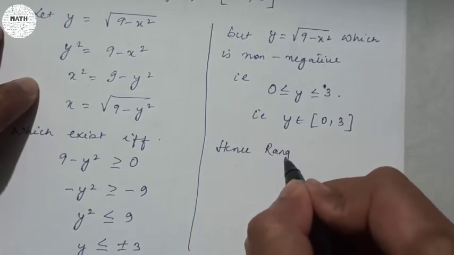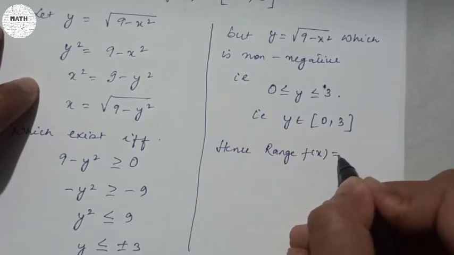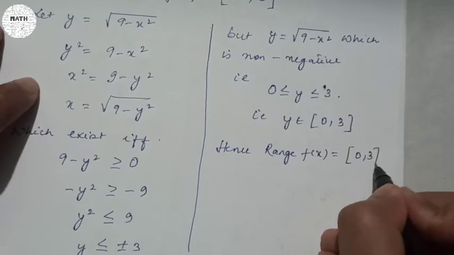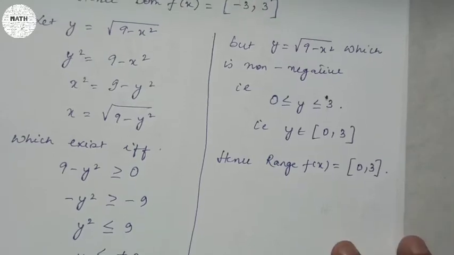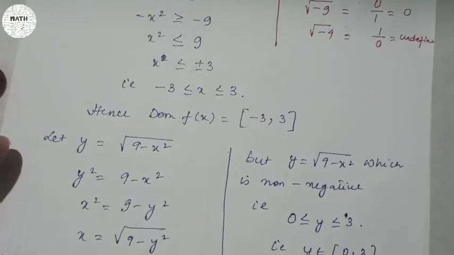So hence range of f of x is nothing more than 0, 3. This question is tricky, okay? So I want you to pause the video whenever you like, check each and every detail. I hope you'll be clear.